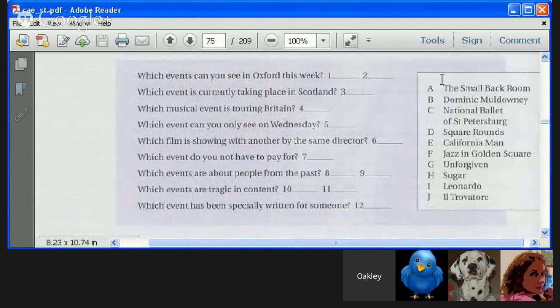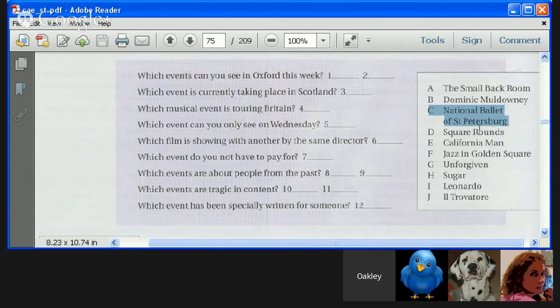An entertainment guide. The answers are the titles of the actual events, or who's doing them. All right. Leonardo, National Ballet of St. Petersburg, and so on. Some of them may be places. Okay. In other words, the answers are very concrete things. You can't change them, all right? The National Ballet of St. Petersburg does not have a synonym. It's the name of something.